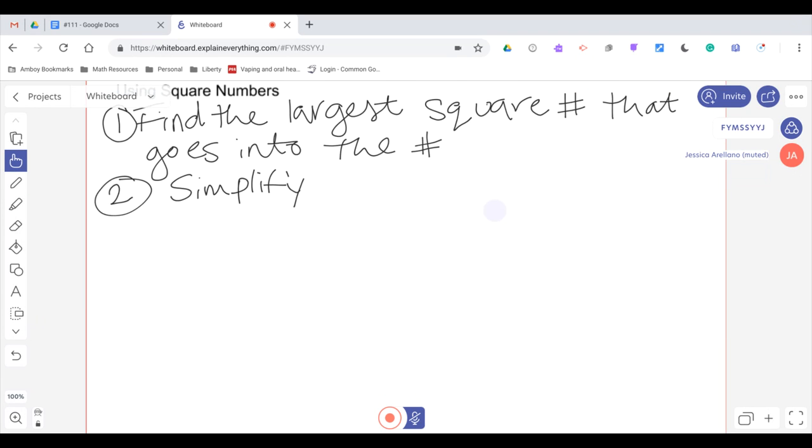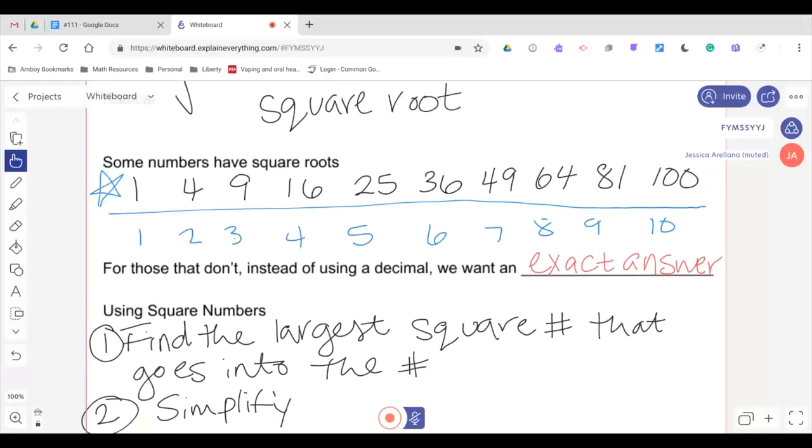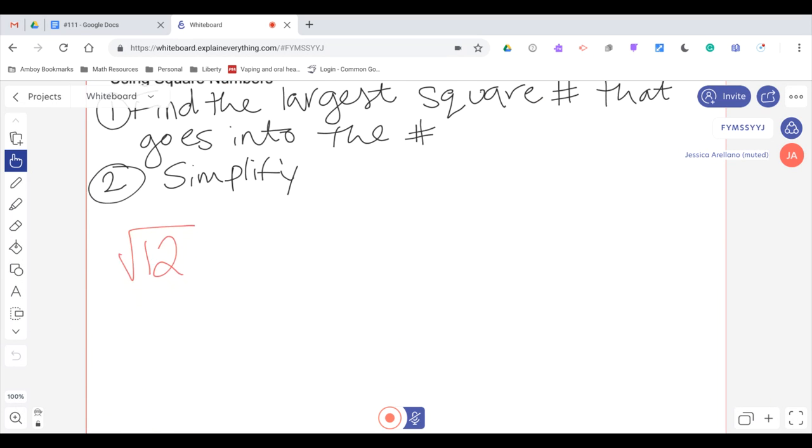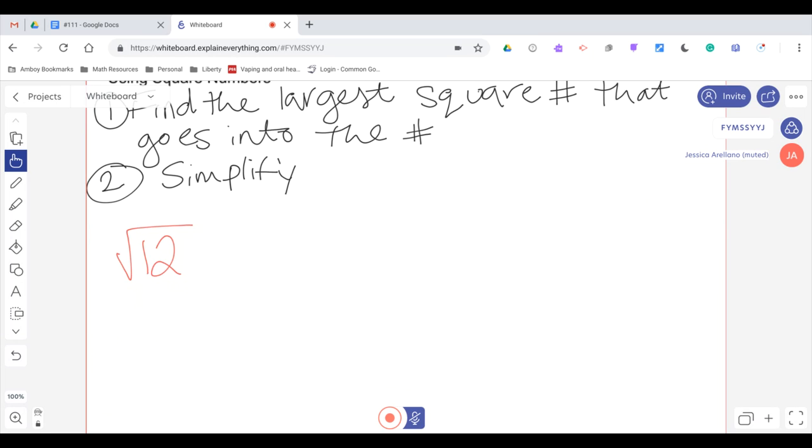I'll probably be moving up and down a lot so we can see that list of square numbers, but hopefully you already wrote it. My first one, I'm going to do the square root of 12. 12 is not listed up here. It's between 9 and 16, but 12 itself does not have a pretty square root. In fact, if you were to type it into your calculator, the square root of 12 is like 3.4641, and it just keeps going on because it's an irrational number.